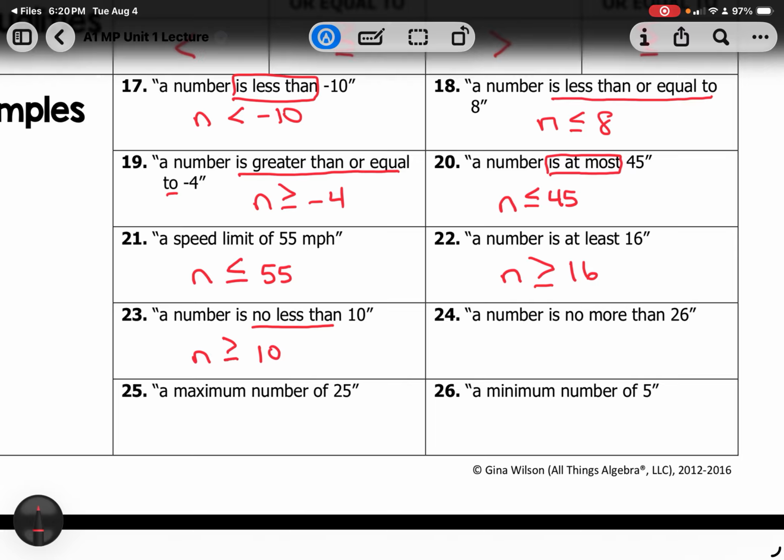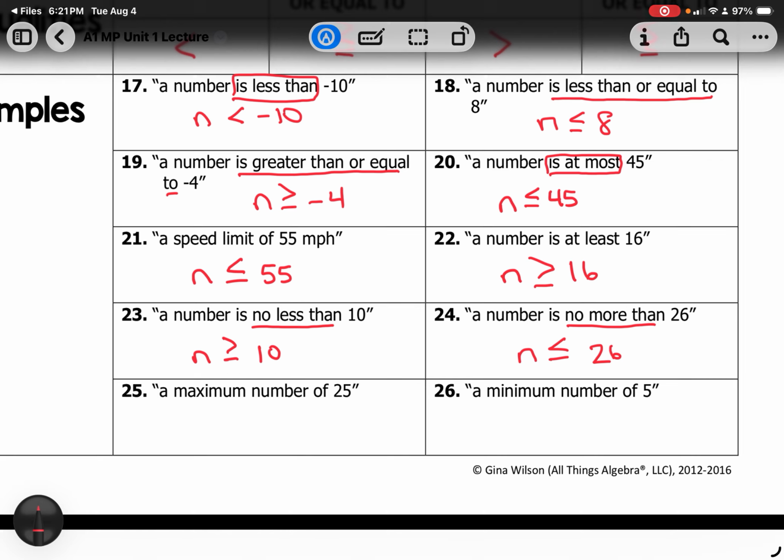Number 24. A number is no more than 26. Okay, a number we're thinking of is no more than 26. Let's think about what goes there. No more than 26. Well, if it's no more than, that means it has to be less than, or it could be equal to.